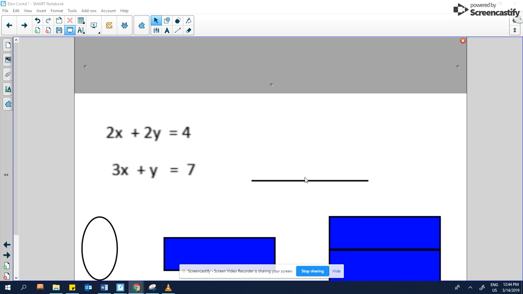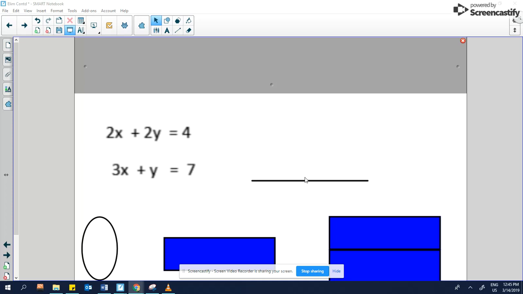Hi guys, this is a how to solve a systems video 1. The first question that I want to ask is, would this setup system of equations be better for substitution or elimination?